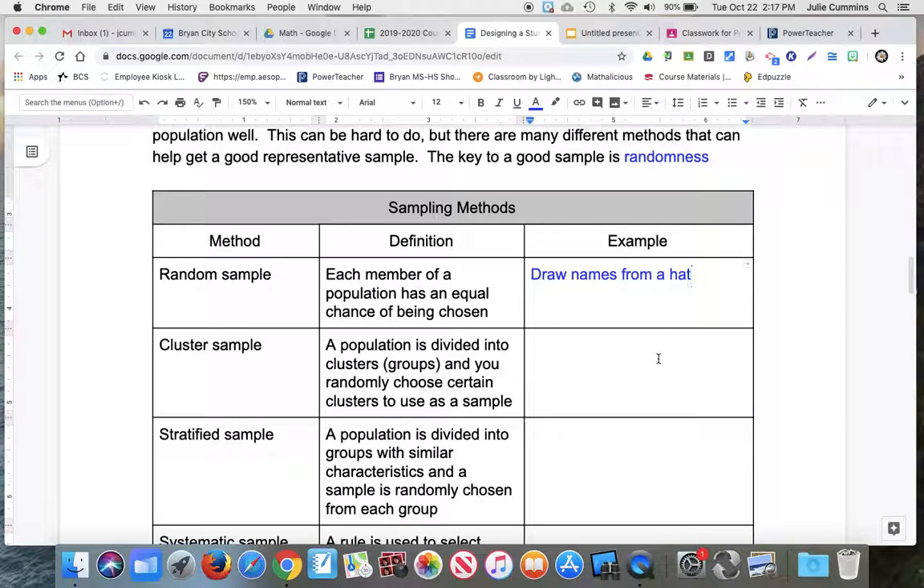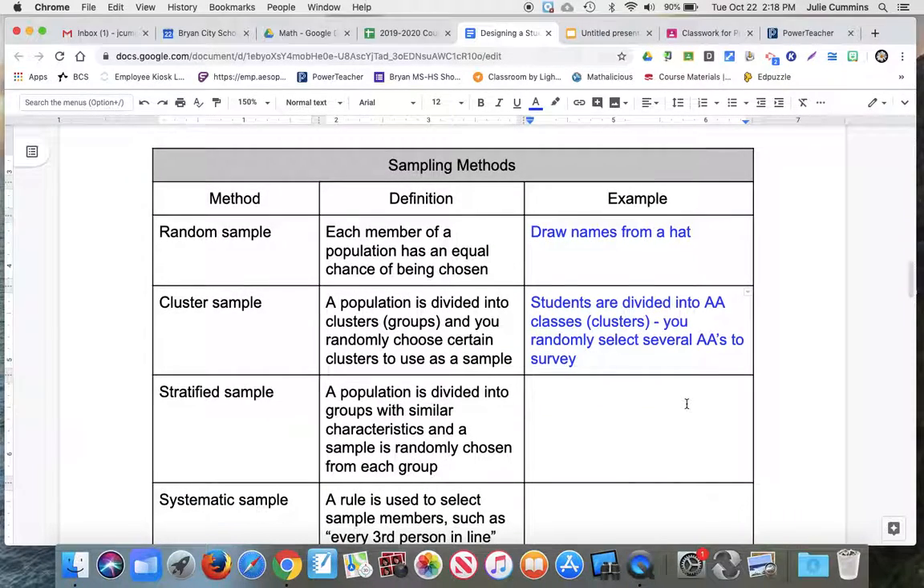A cluster sample is when you take your population and you divide them into clusters, those are groups, and then you randomly choose certain clusters to use. So an example of this: students are divided into AA classes. Those are your clusters. And then you randomly select several AAs, and then you survey everyone who's in them. Okay, so maybe you randomly select Mrs. Rockies and Mr. Greens and Mr. Redheads, and you go and you just survey everyone in there. So that'd be an example of a cluster sample.